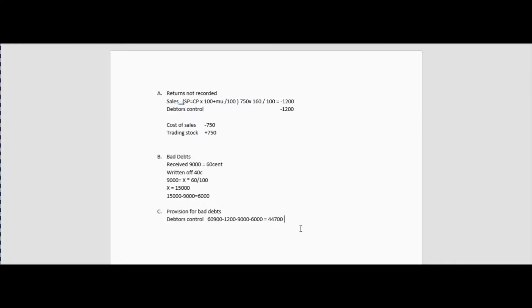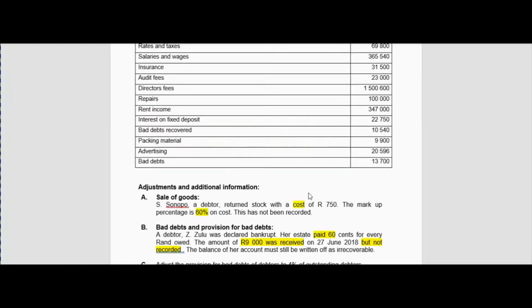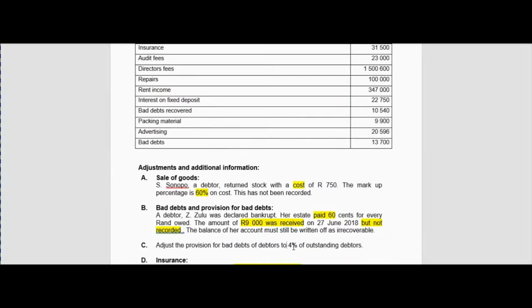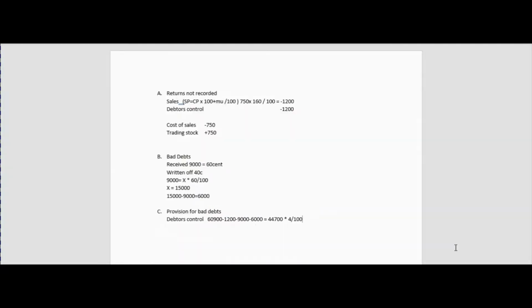Now on that, I must work out how much is 4%. 4 over 100. I got that from the actual question. They tell me 4% of the debtors must be a provision for bad debt. So 4%, and that gives me 1,788. So my new adjustment should be for 1,788. I must now compare that to what the current figure is.